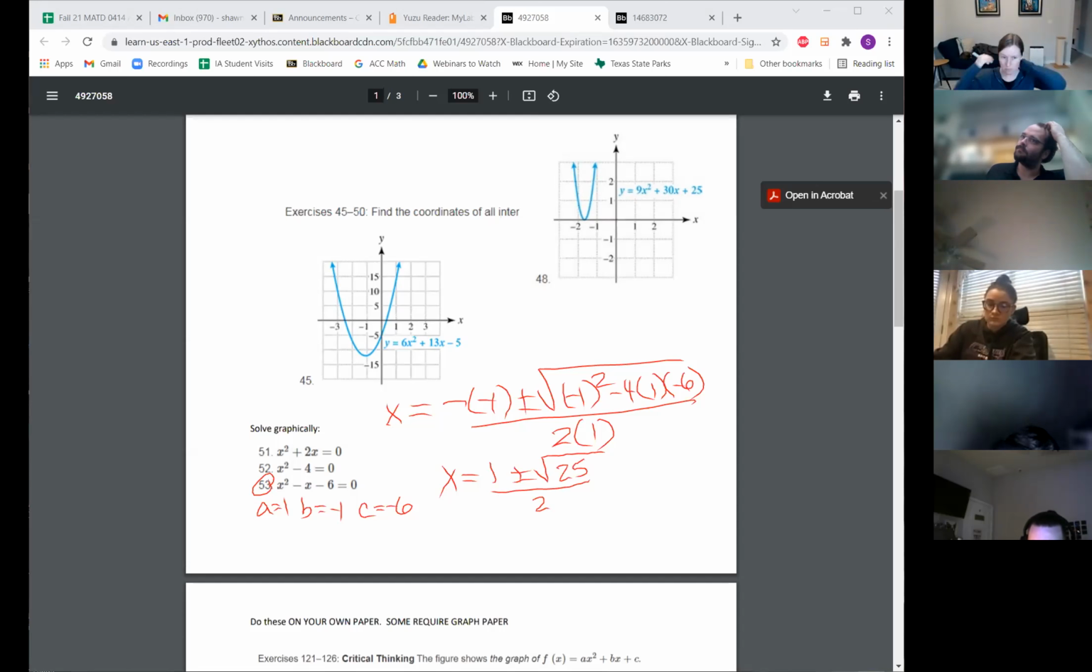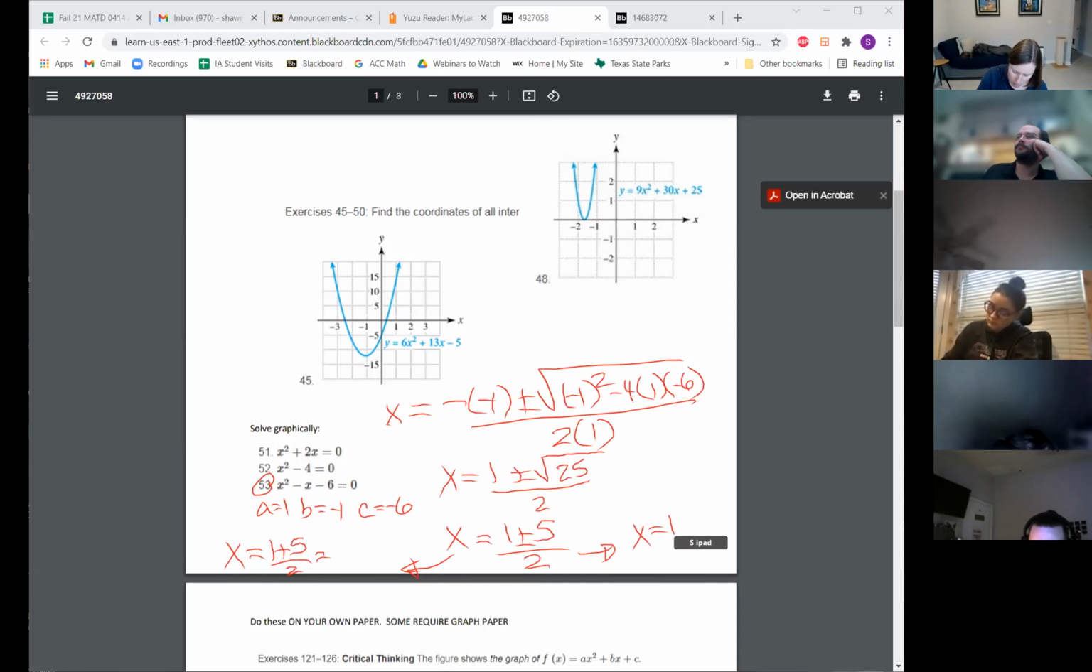Divided by 2. We can't divide it by 2 yet. But hang on, we can't divide it by 2 yet. We got to split it into the 2 problems, remember? Because we have a plus or minus in the middle. So we got to do the positive version, x equals 1 plus 5 over 2. Solve that. And then we also have to do the negative version. Okay, so one of them will be 3. Yep, 1 plus 5 is 6, 6 over 2. And then 1 minus 5 is -4 over 2, and that'll be -2.